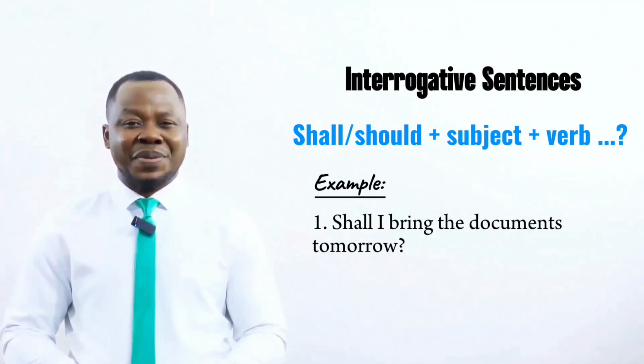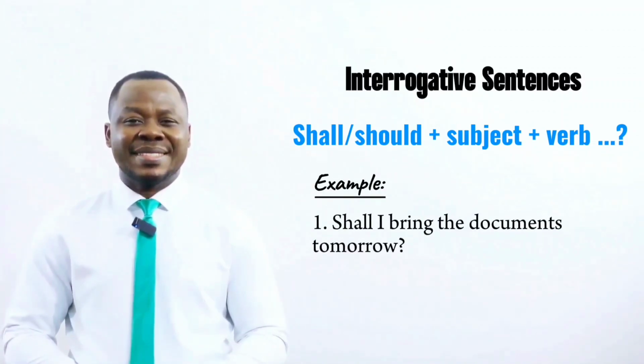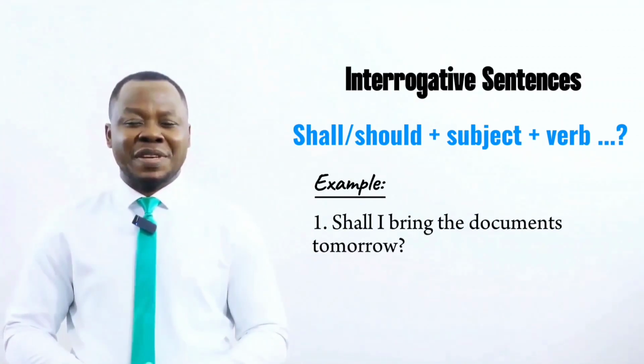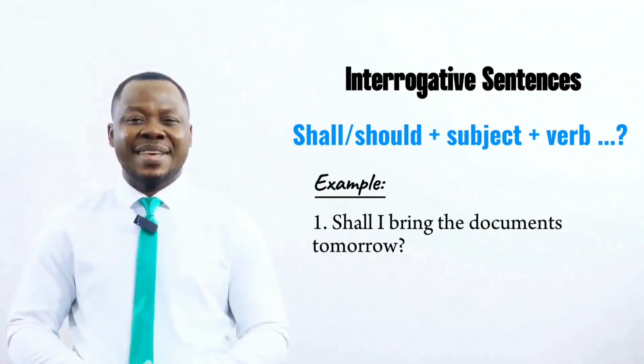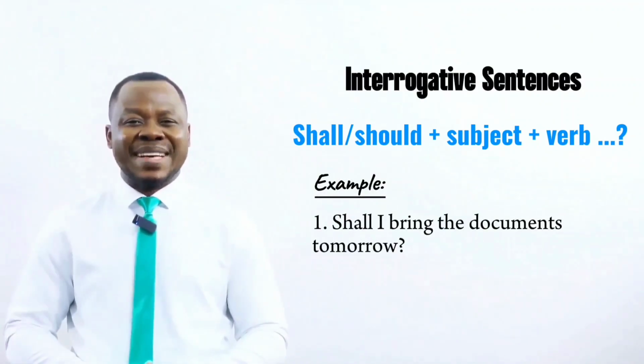For example, shall I bring the documents tomorrow? Shall comes first, which is the modal verb, followed by the subject I. Then the verb bring, followed by the rest of the sentence, and finally the question mark.